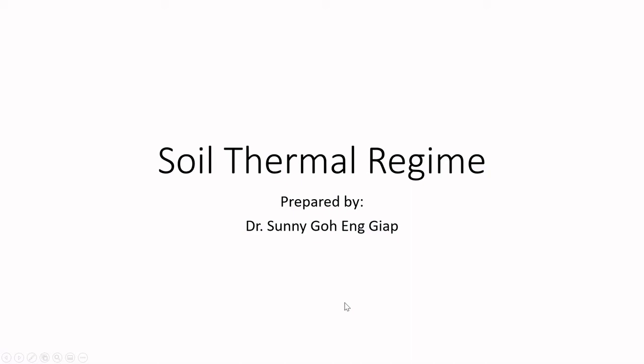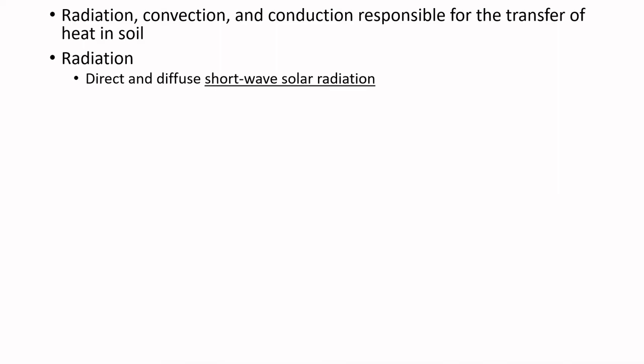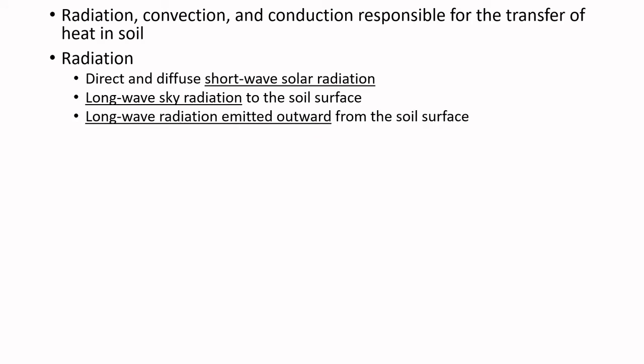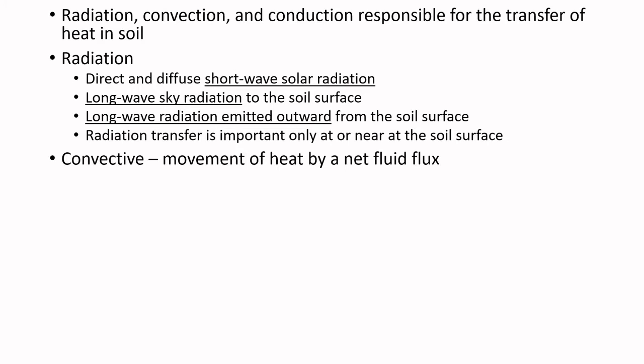So this is a new chapter, which is soil thermal regime. Radiation, convection, and conduction are responsible for the transfer of heat in the soil. Radiation can come from direct and diffuse shortwave solar radiation, longwave sky radiation to the soil surface, and longwave radiation emitted outward from the soil surface. Radiation transfer is important only at or near the soil surface.